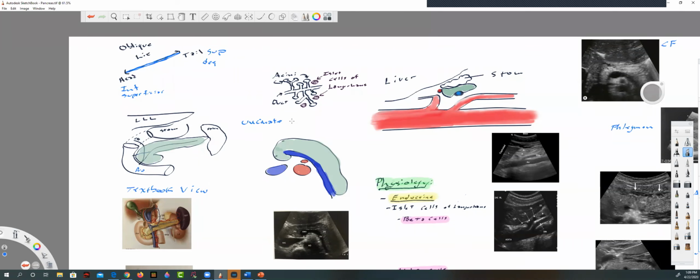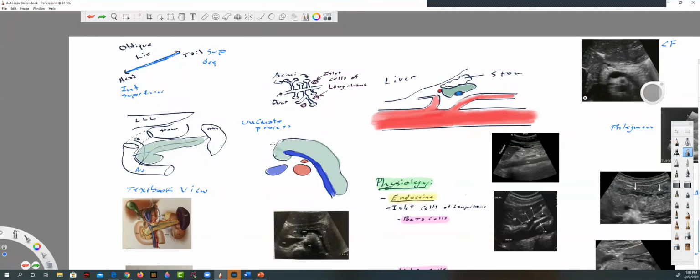Uncinate. Whoa. Well, I tried. An uncinate process. If I could draw an arrow to here, that would be the uncinate. And then on this picture, that would be the uncinate here. It's getting a little messy though. I don't want to mess things up. The uncinate is that little part that sticks out.